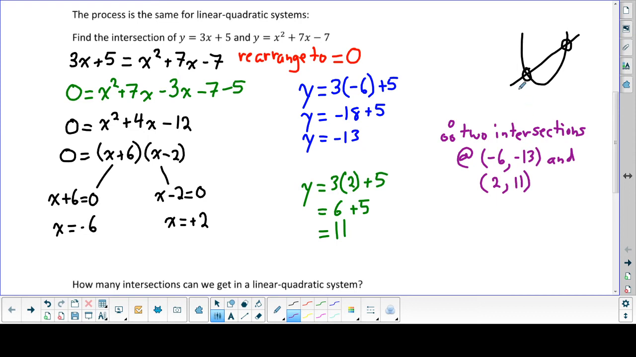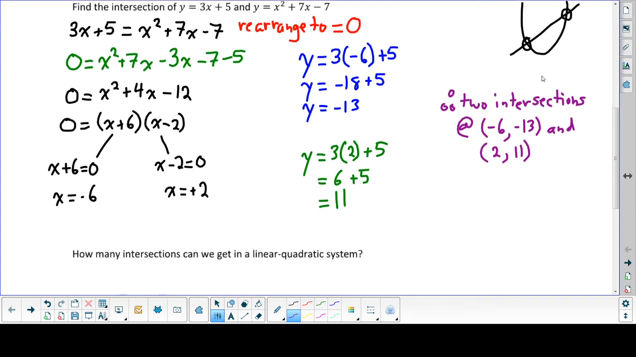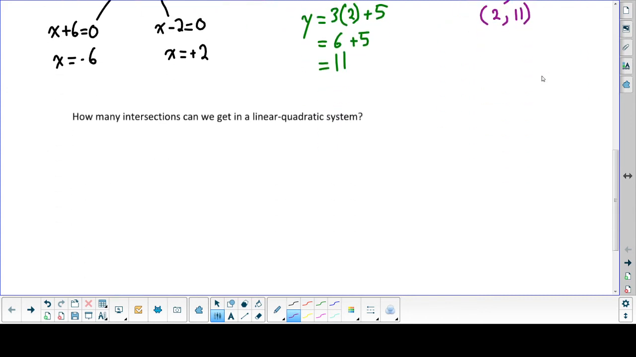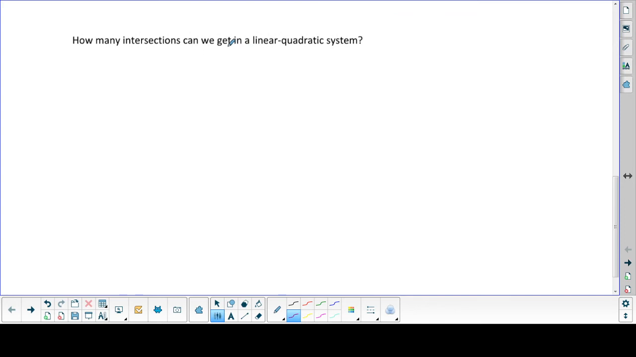But now I'm thinking about it. We had two intersections here, which made sense, but are we always going to get two? And let's think about that for a second. So how many intersections can we get in a linear quadratic system? So the first one we've already seen is two intersections.